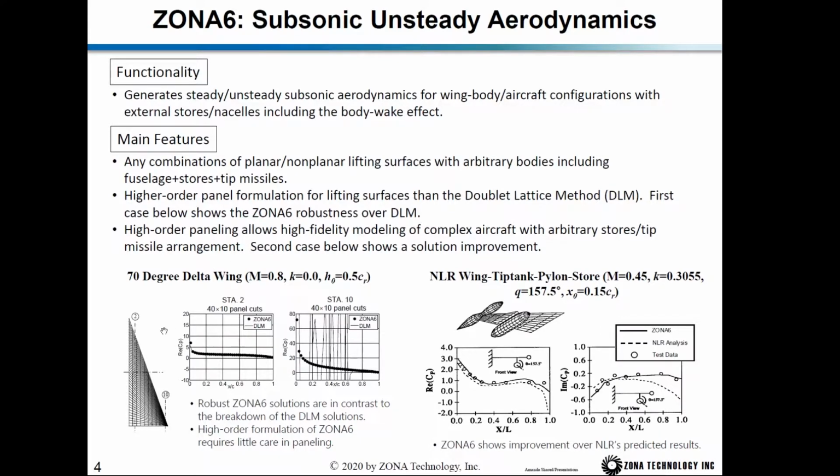As shown in this example on a 70-degree delta wing, if we cut the wing into 40 chord-wise boxes and 10 span-wise boxes, and look at the CP along span station 2, both Zona 6 and double lattice results are smooth. However, if we look at the CP along the wing tip, the double lattice solution becomes highly oscillatory, and this is because double lattice is a lower order panel method.